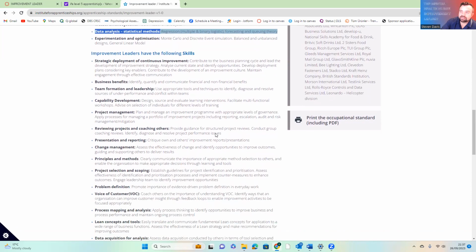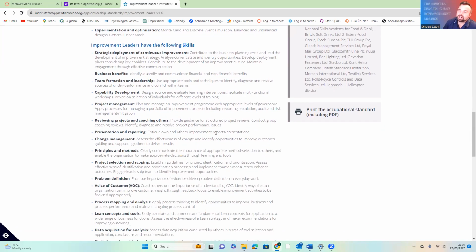We then look at the skills in which we have to do. So here we're looking at strategic deployment for continuous improvement. So that's your quality improvement cycles. So that's your self-assessment report, your quality improvement plan, your 360 approaches, how you're collecting it, how you're measuring it, how you're analysing it. Again, you'll look at the business benefits. So this is how you're selling the ideas, looking at quality, looking at the improvements, justifying everything that you're doing.